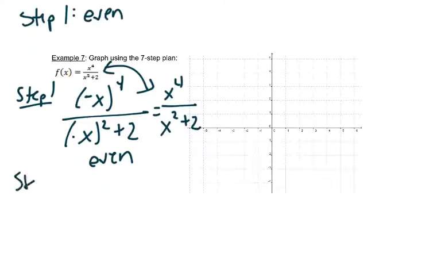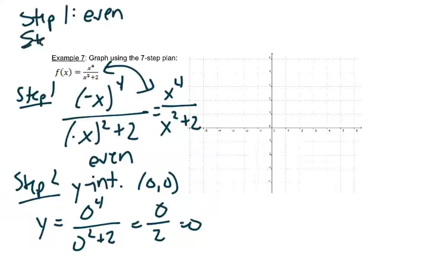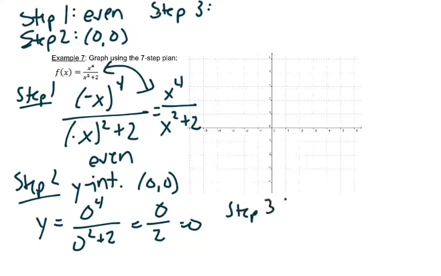So then we'll look at step 2. And step 2 is the y-intercept. So we'll make x be 0. And that gives us the point 0, 0. We'll look at step 3. That's the x-intercept. So make 0, y be 0.